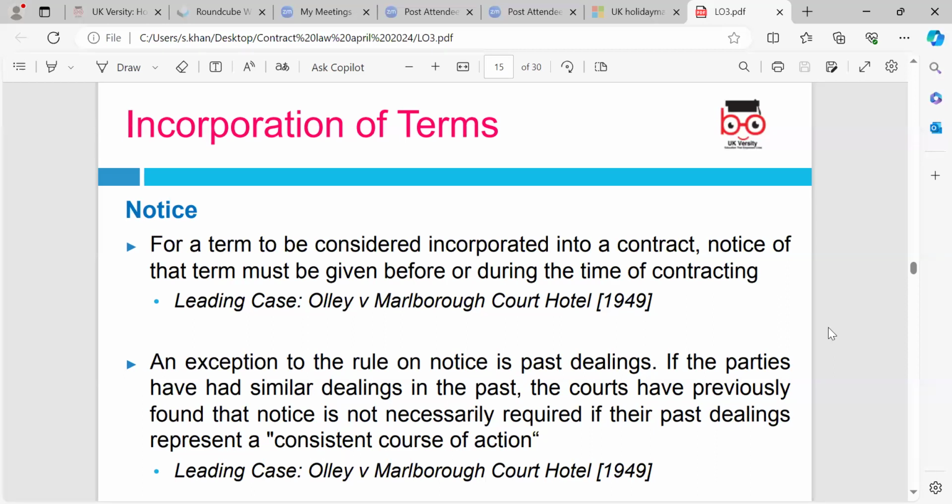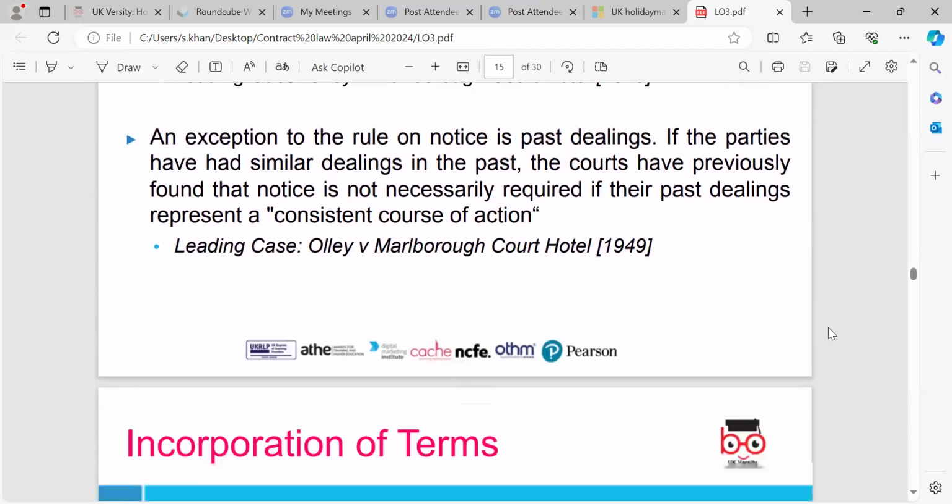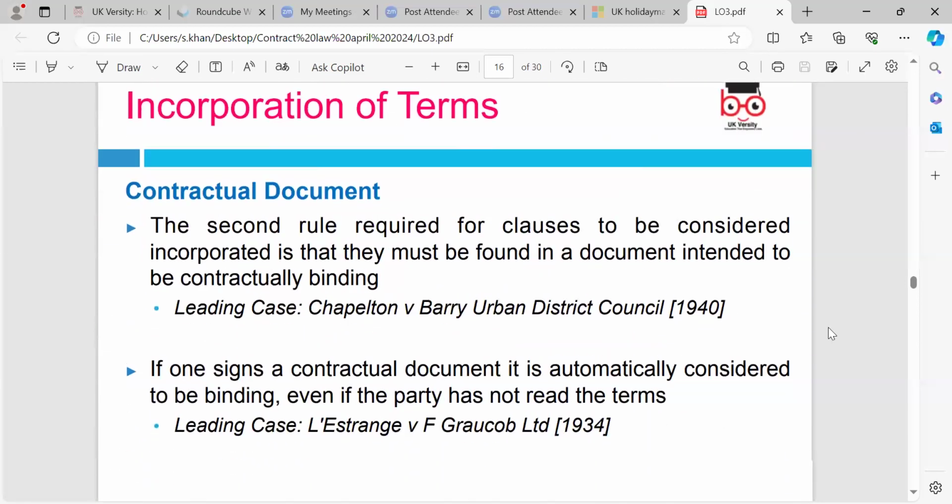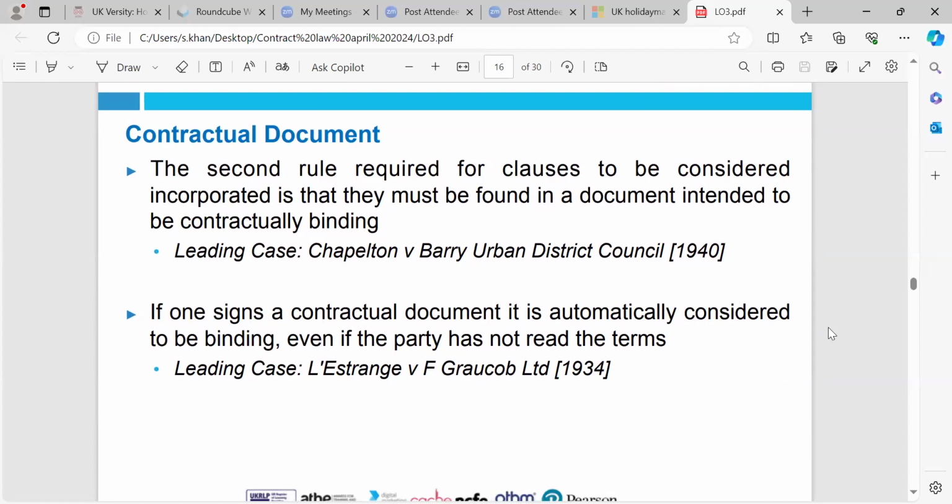An exception to the rule on the notice is past dealings. If the parties had similar dealings in the past, the courts have previously found that notice is not necessarily required if their past dealings represent a consistent course of action. Again, the case of Olley v Marlborough Court Hotel. Incorporation of terms: contractual document.